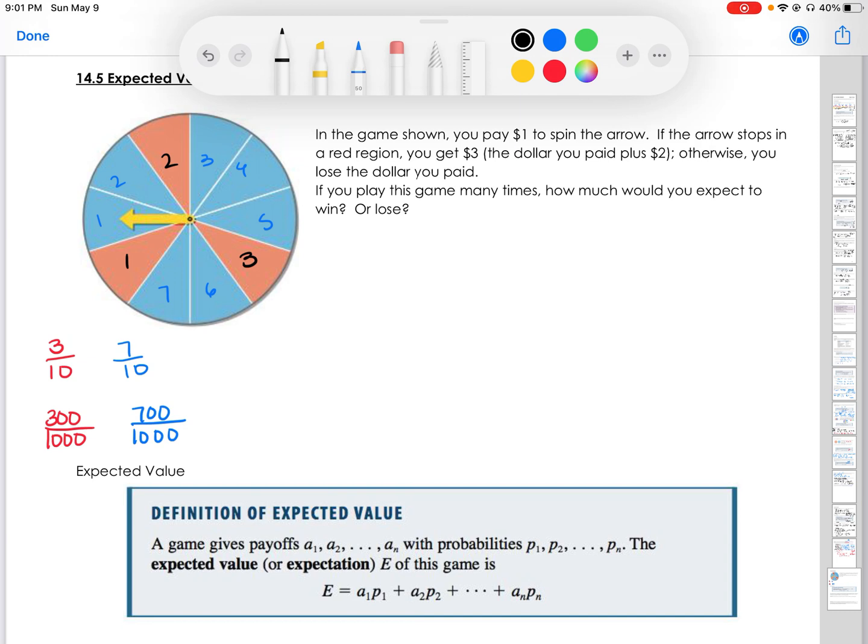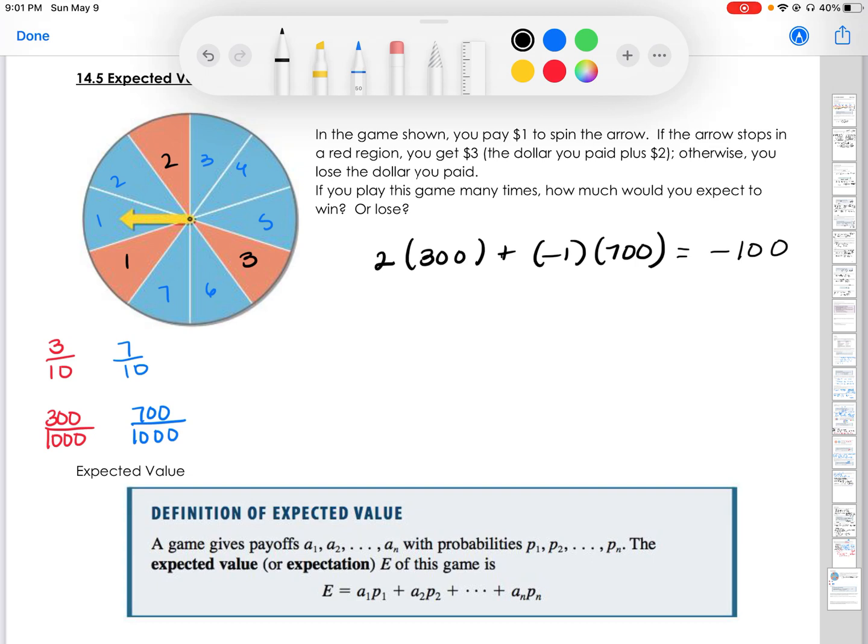So let's think about the money here. I'm actually making $2, right? Because I spent $1 and I got it back. I should make $2 every time I hit red. Well, that's 2 times 300 times, right? Plus, I'm going to lose $1 every time I hit blue. That would be out of 700 times, all right? So in 1,000 games, that means I should lose $100. That's what I would expect to have happen.